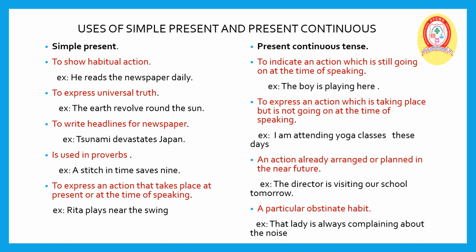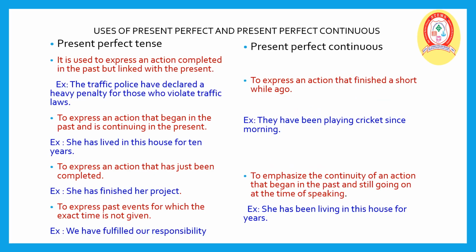Next, a particular obstinate habit. Some people have some peculiar habits. That lady is always complaining about the noise. So that is a habit, complaining about everything. That lady is always complaining about the noise means she complains every day about the noise the children are making. So you use present continuous tense when it's a particular obstinate habit.